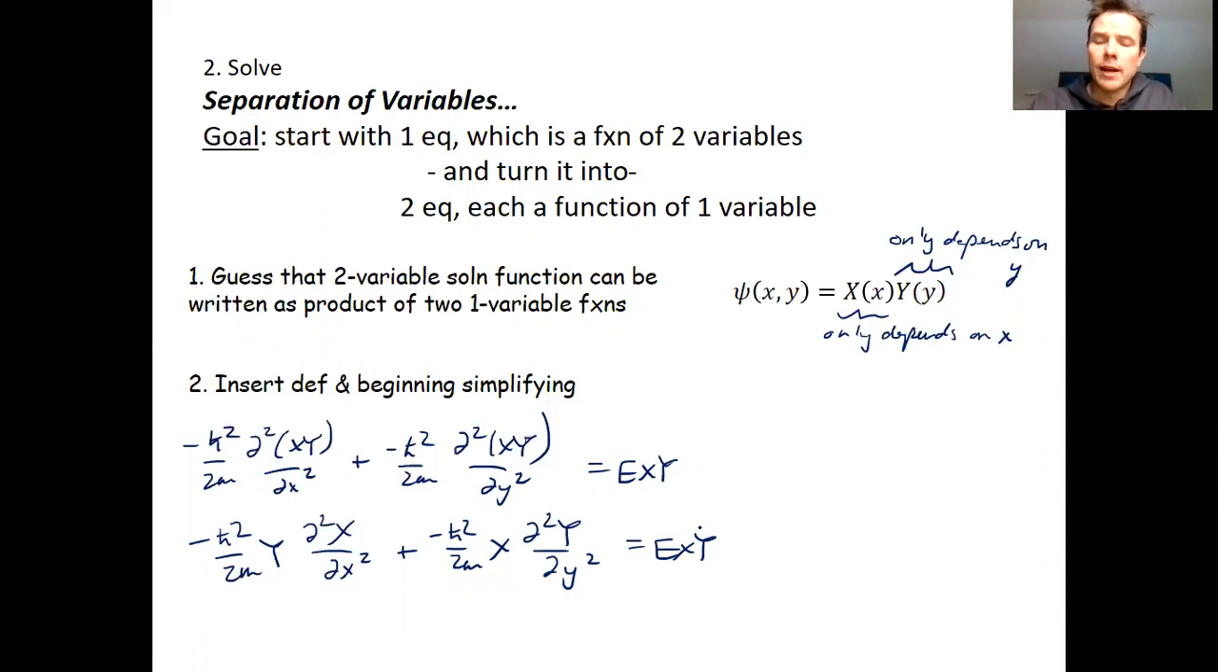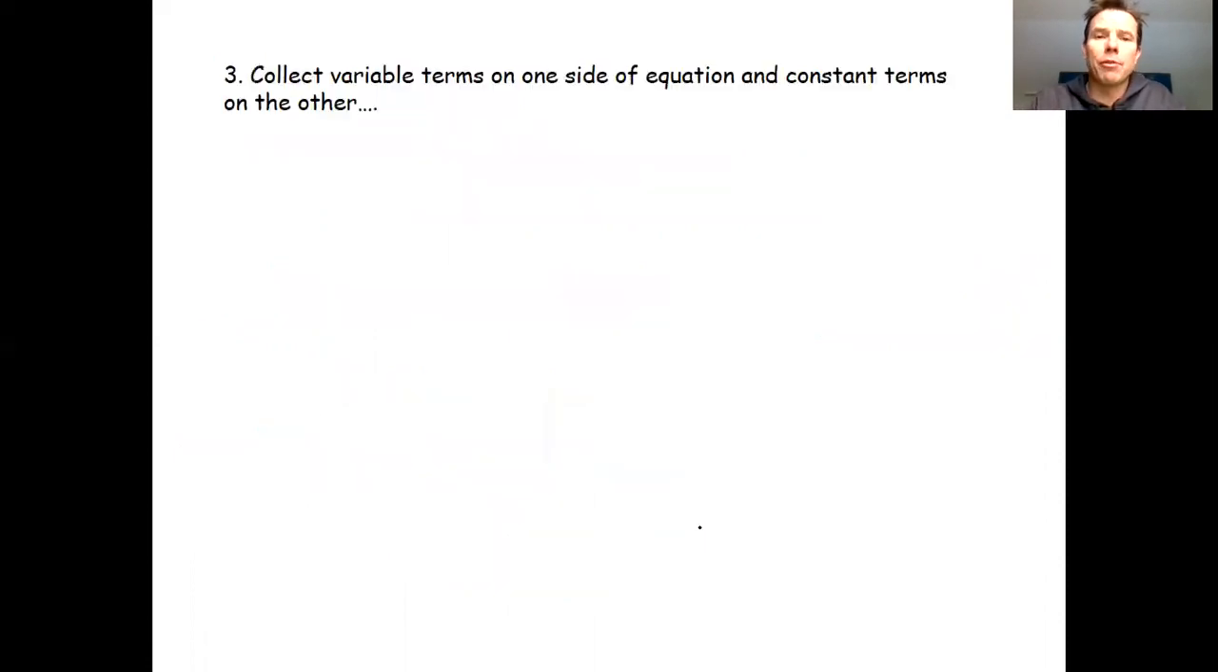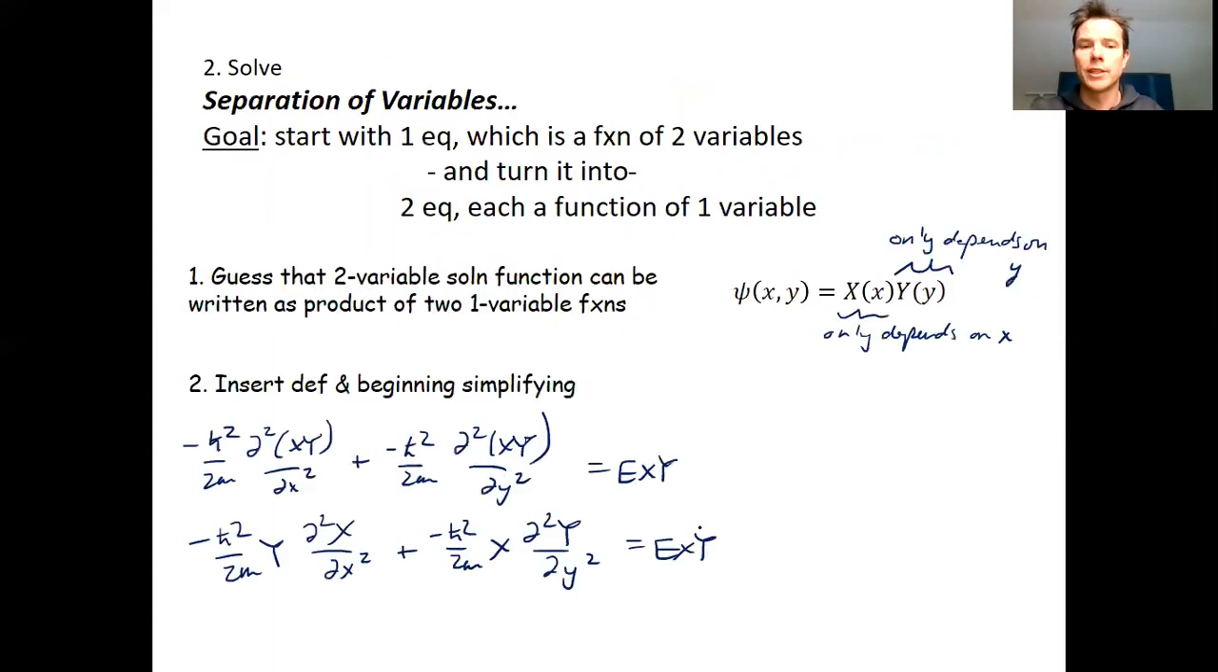At this point, we're ready to move on to step 3, which is to collect variable terms on one side of the equation and constant terms on the other. I will go back and show you this, but these are all variable terms. Capital X's are functions, capital Y's are functions. I got functions over here. I want all of my variable terms over here and my constant terms on the right-hand side.